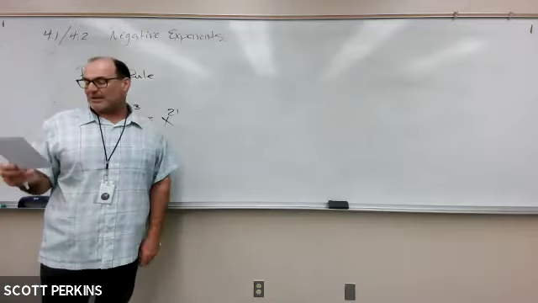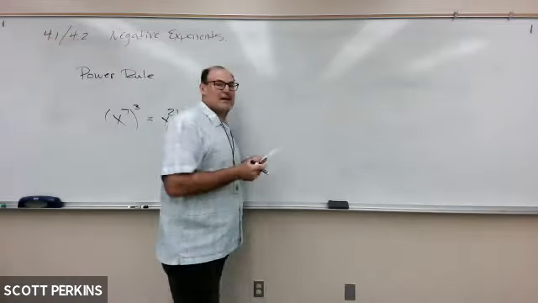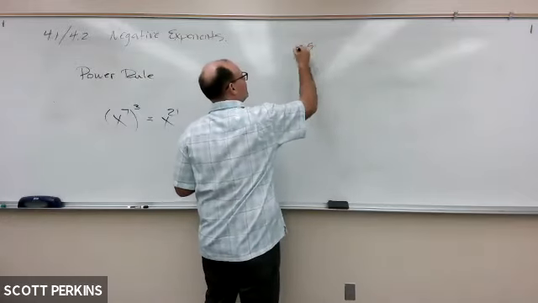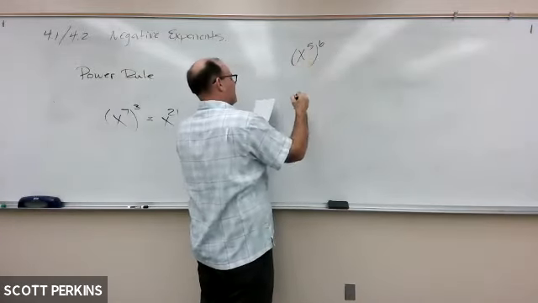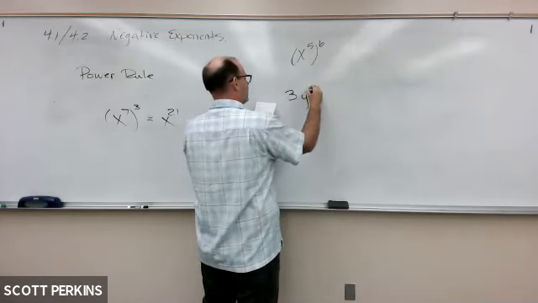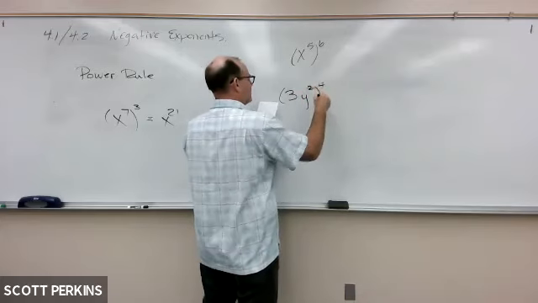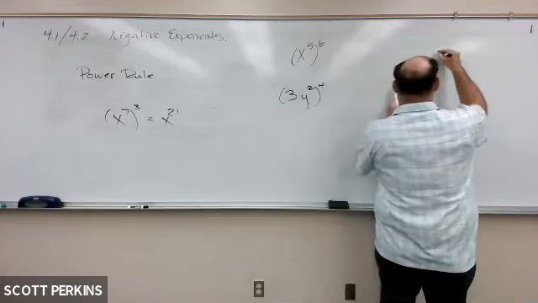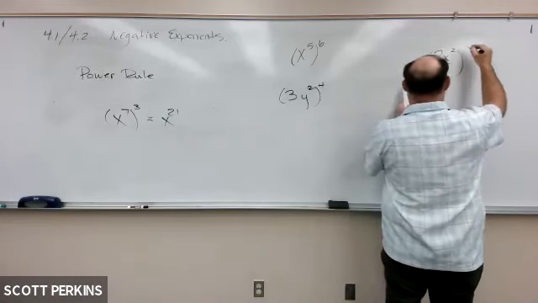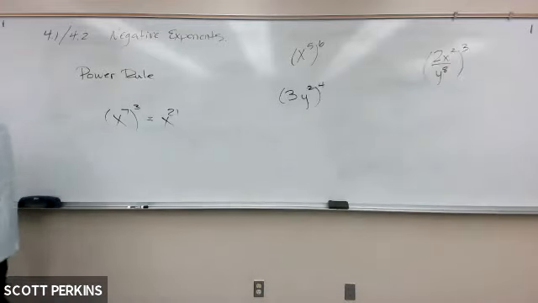Again, I have a purpose with each of these examples, so if something's not super clear or apparent to you, make sure you are asking. If I have x to the fifth raised to the sixth, you can do that. If I have 3y squared, and we're going to raise that to the fourth. And then finally, 2x squared over y to the eighth, and we're raising that whole thing to the third power. Give you a minute or two to sort through those.